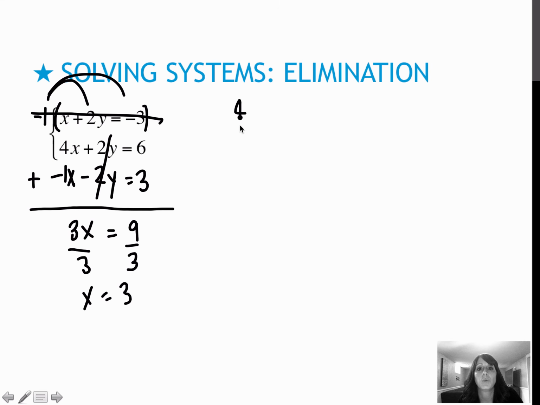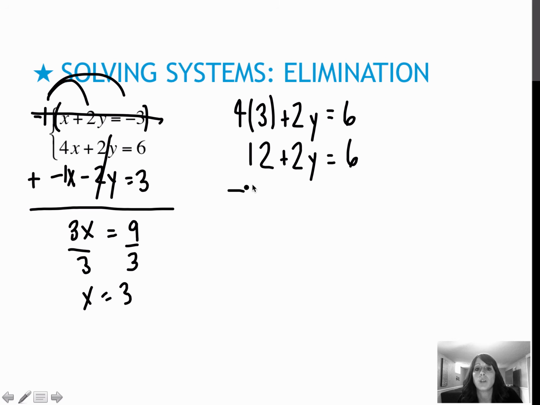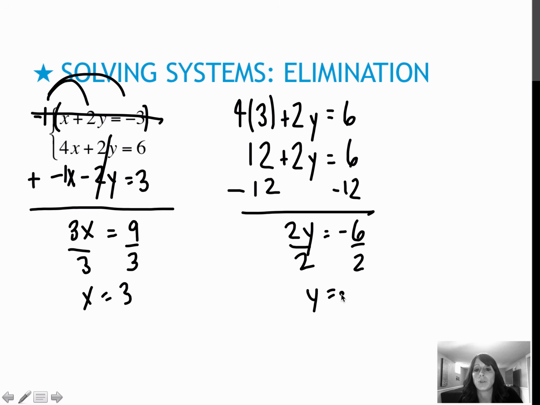And then I will replace x with 3 in either equation. I'm choosing that second original equation. And to solve, to isolate the y, I end up with 2y equals negative 6, which means y equals negative 3. So my solution is x value, comma y value of 3, comma negative 3.